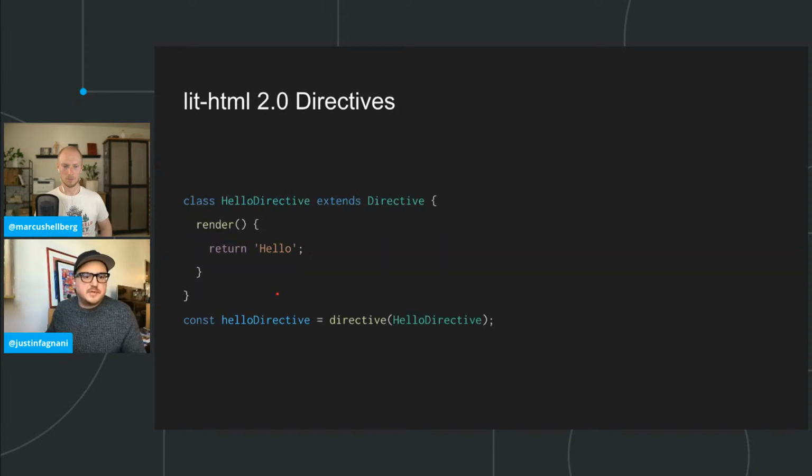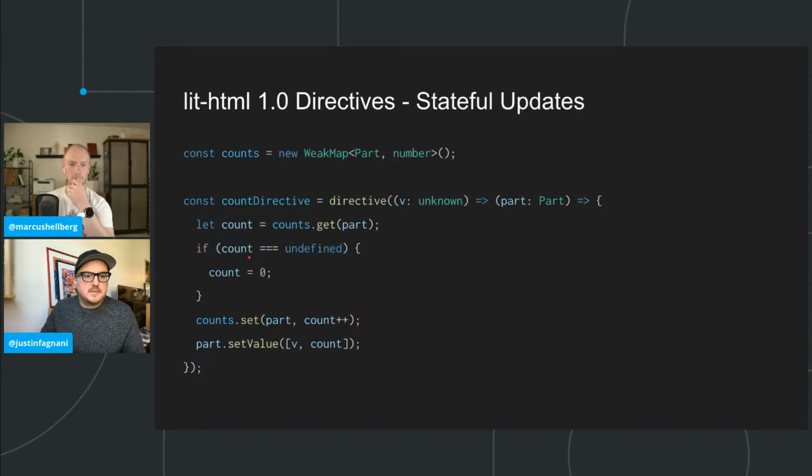What we do in Lit 2.0 is we turn this into a render method on a directive class. And you'll notice this looks a little bit like you're making a LitElement component in a way here. And then you pass it through this factory, which produces a function, and that function will give instructions for creating an instance of this class when it's used. And where this becomes really nice is when you have statefulness.